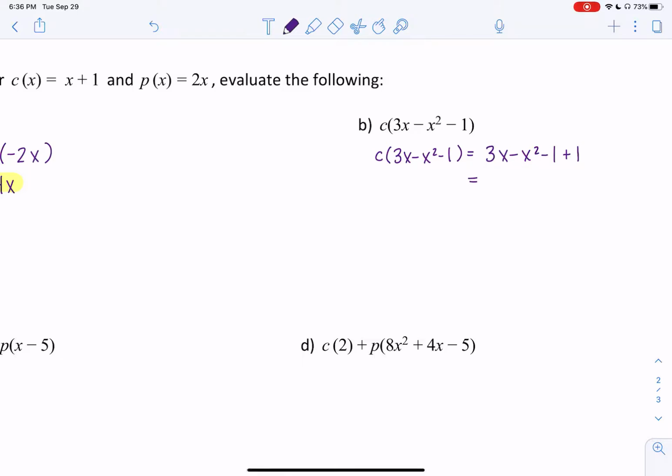And then I'm just going to collect some like terms. So our negative 1 and 1 cancel. I'm left with 3x minus x squared.